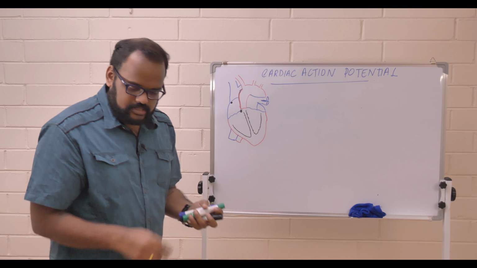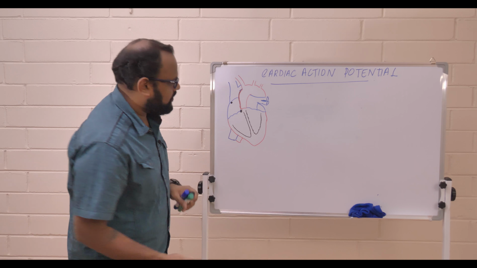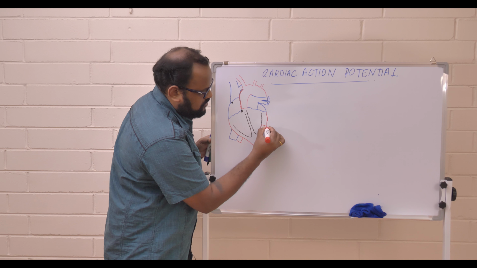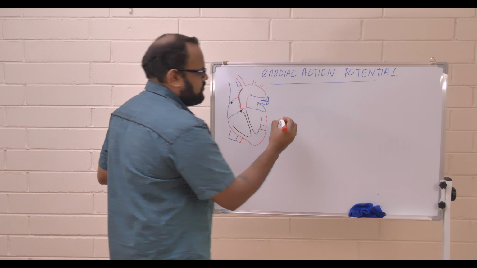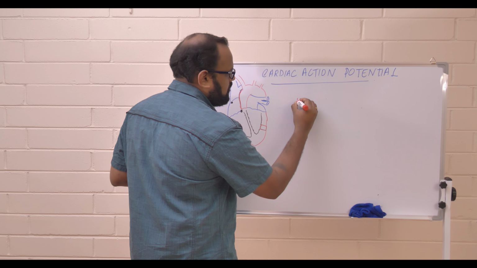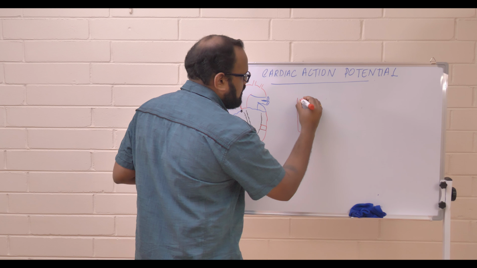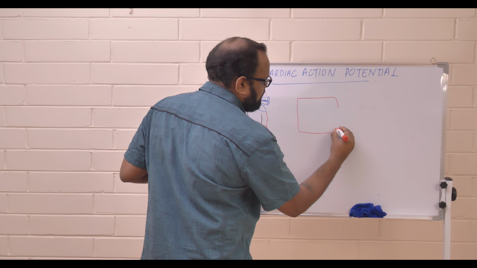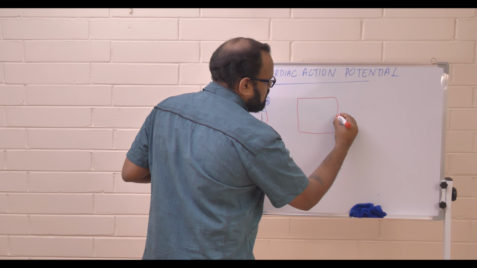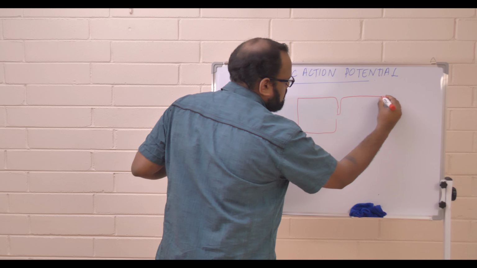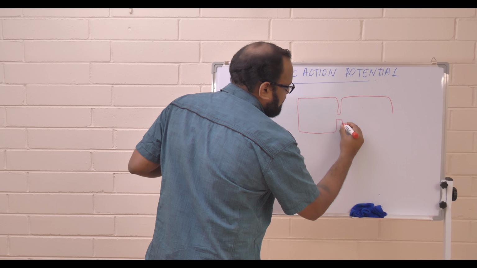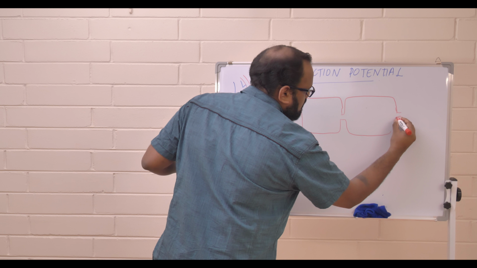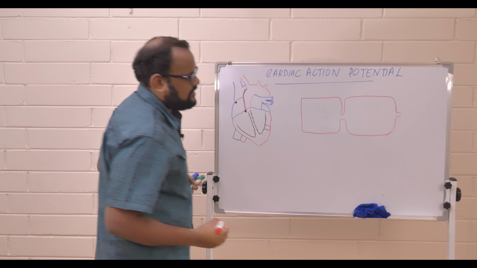Now what I'm going to do is take one piece of a cardiac myocyte from the left ventricle. So I'm just going to cut that off and zoom in so that I can see two adjacent cardiac cells. So these are the two cardiac cells. This is just a graphical representation. It is not ideally what it looks like.